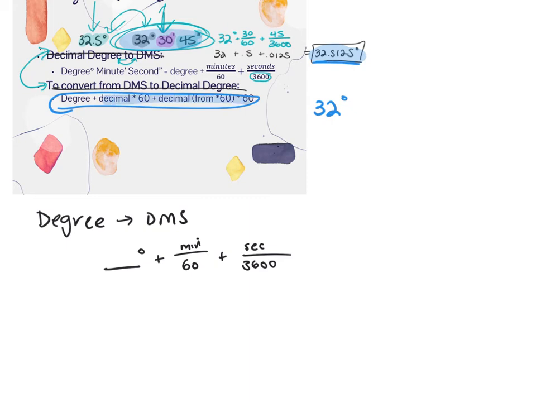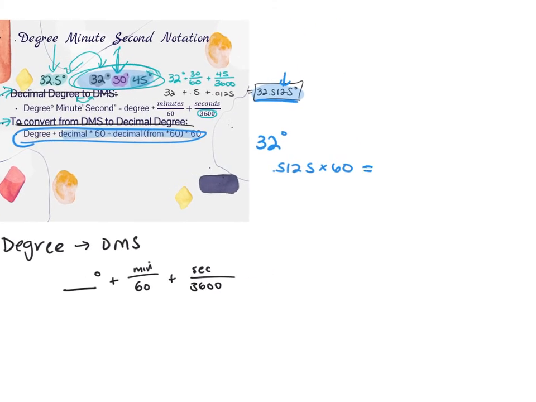Then we take the decimal, 0.5125, and we multiply it times 60. I'm multiplying the decimal part times 60, and I get 30.75. Now the whole part of that is 30. We take that and make it the minutes. And then we take the decimal part of that, 0.75, and we multiply it times 60 again. And we get 45, and that's the seconds.